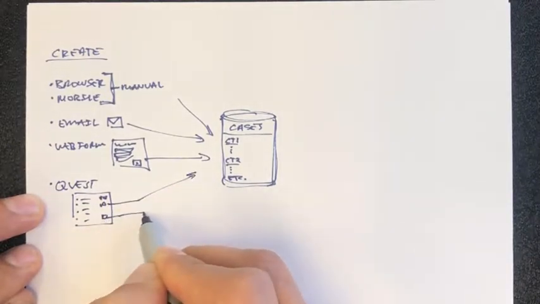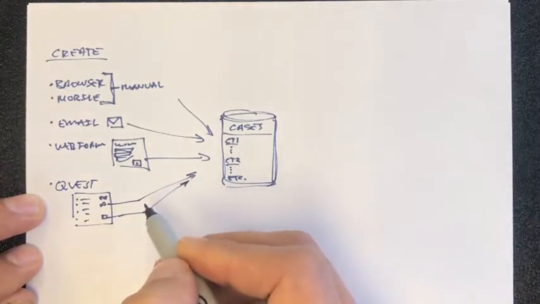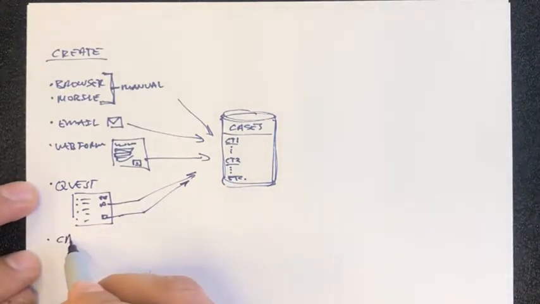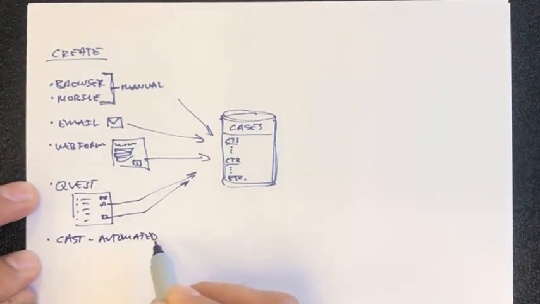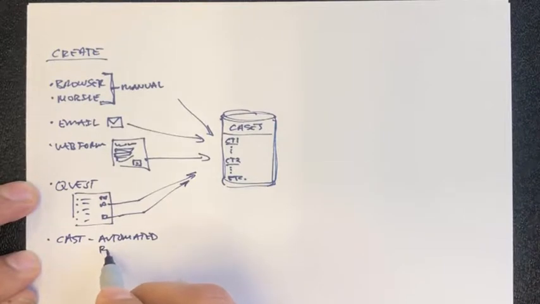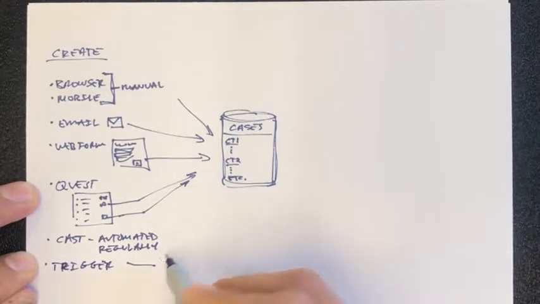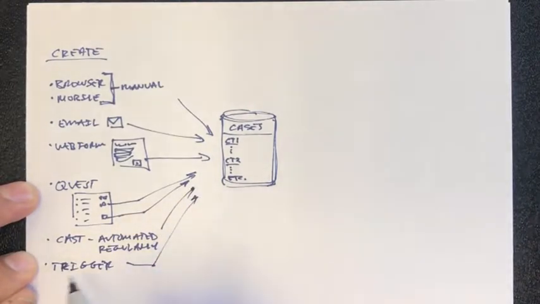So we could kick off a bunch of cases from, like, an inspection or something like that. We also have Cast, which handles automated case generation. Okay, so these are things that happen regularly. We can also have a trigger. Okay, this is a little piece of code that creates a case based on certain things happening. And finally, we could have any kind of API call if we want to be a little bit more technical.